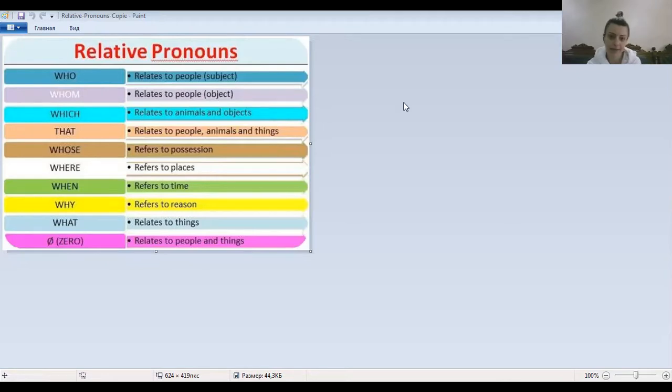Let's come back. So, as I mentioned, a clause is a group of words containing a verb. Relative clauses are a way of giving more information about a person, thing, place, event, etc. We often use them to avoid repeating information.